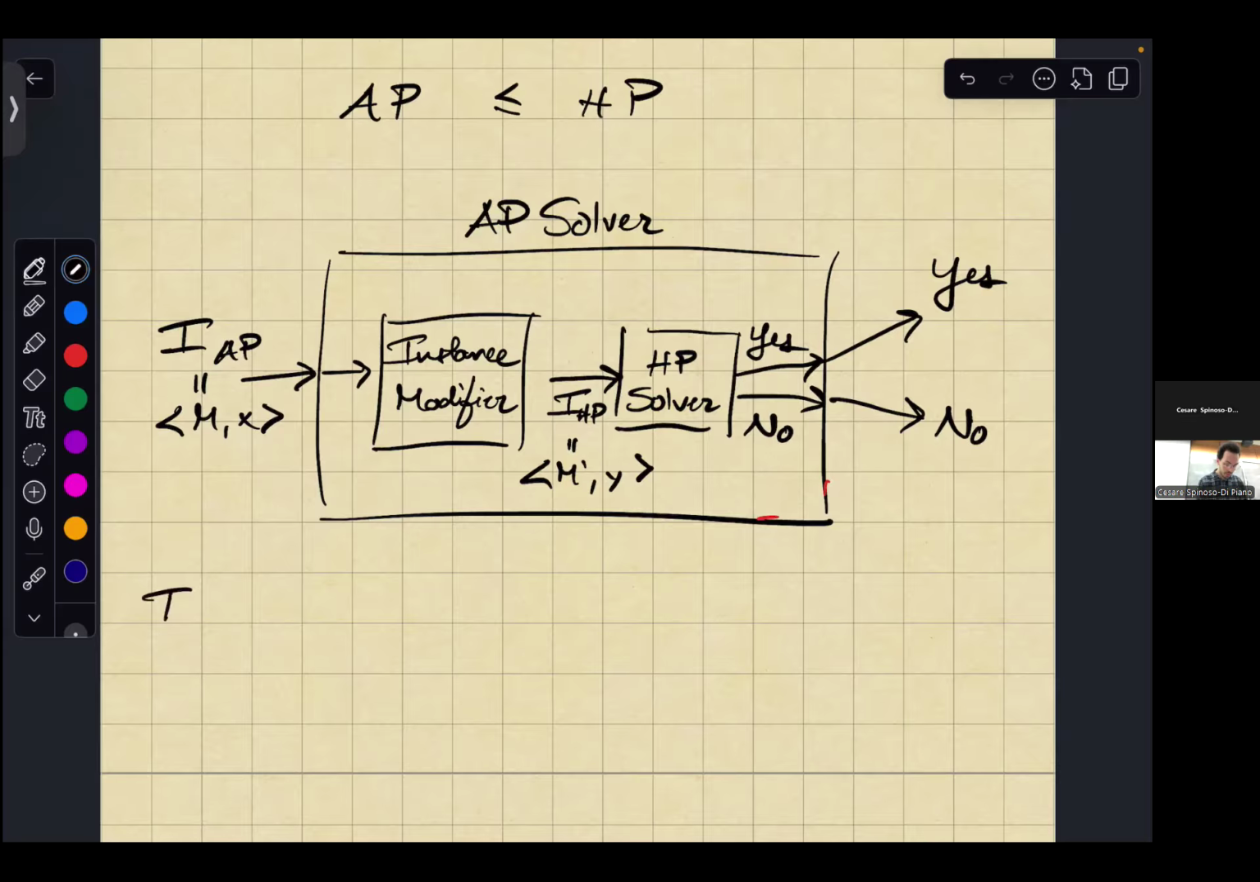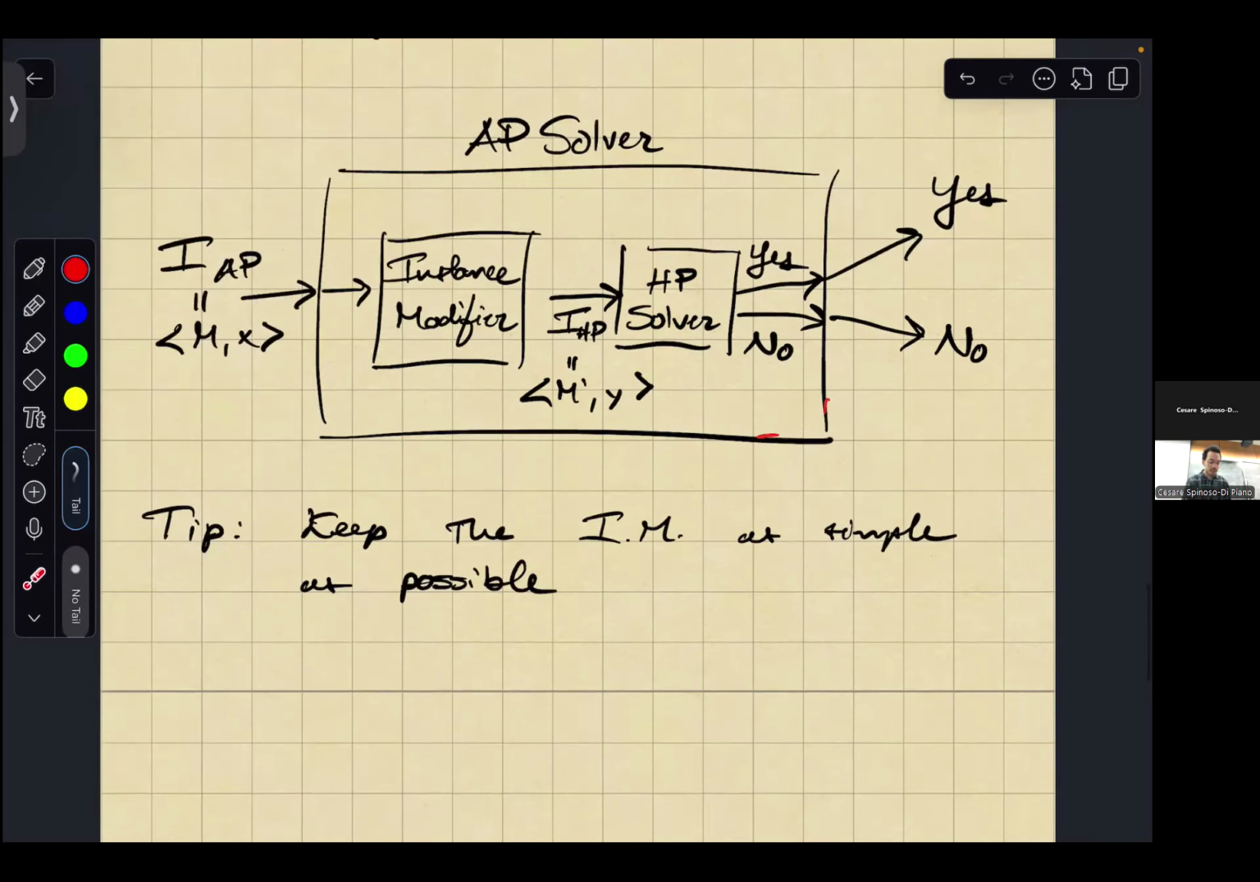So the tip here is keep the instance modifier as simple as possible. Okay. So in this case, what's the simplest possible instance modification? It's, don't modify anything and just take M and X and copy it as the instance of the HP solver, right? So that's going to be the simplest possible modification. Let's see if that works, right?